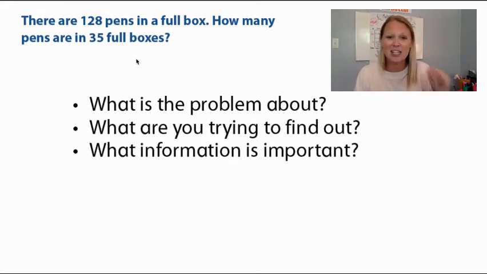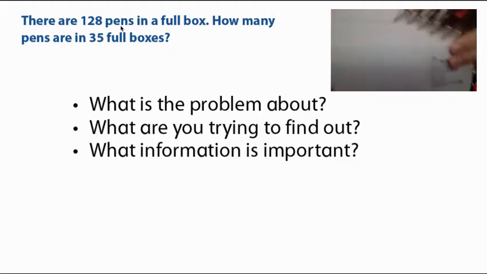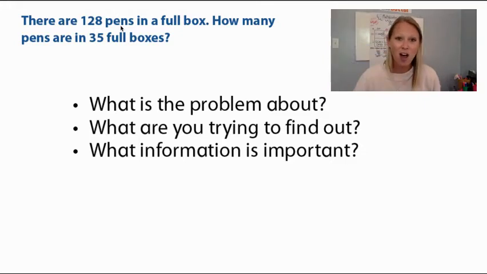What information is important? So there's a couple pieces of information that are important. One box holds 128. I want to know how many are in 35 full boxes. So one box holds 128. If there are 35 boxes, how many pens are there in 35? All right, take the time, remember page 59, and solve this problem now.